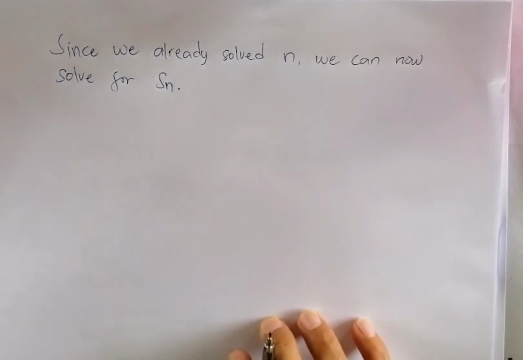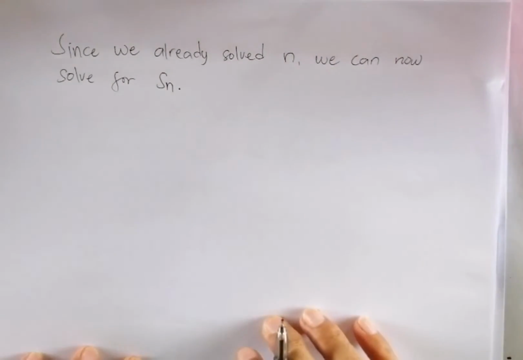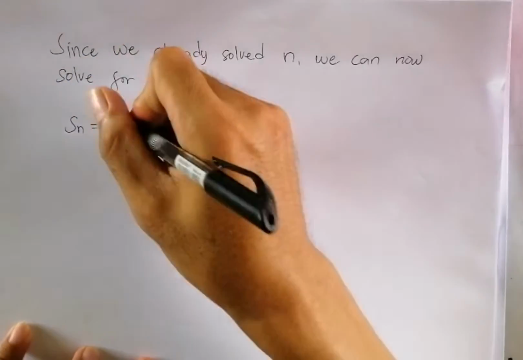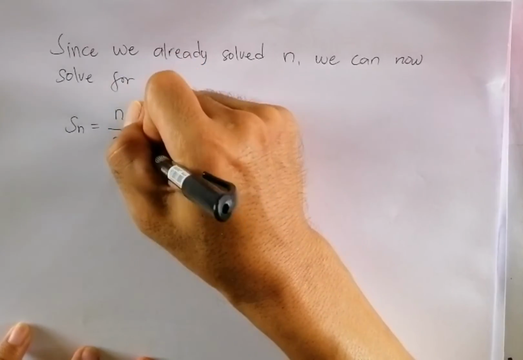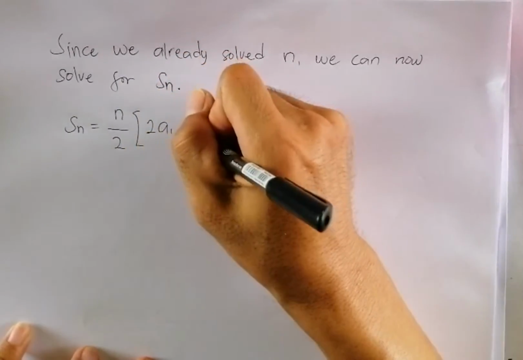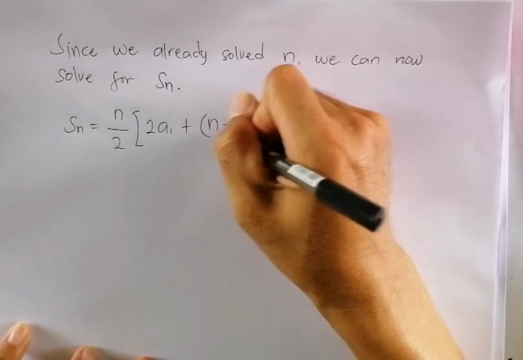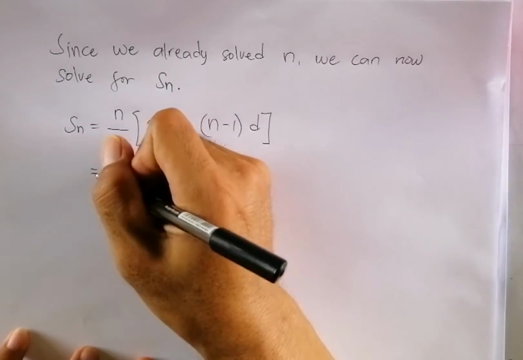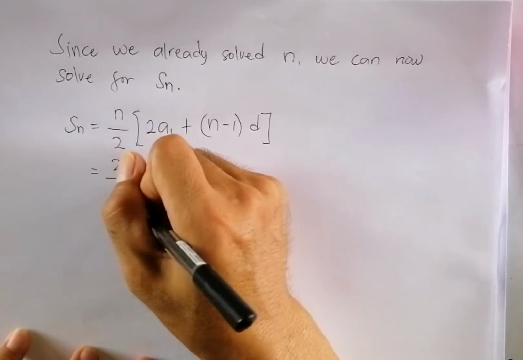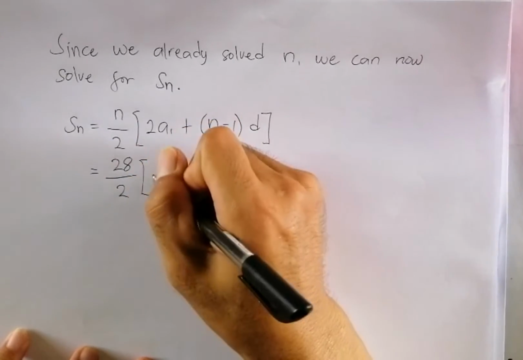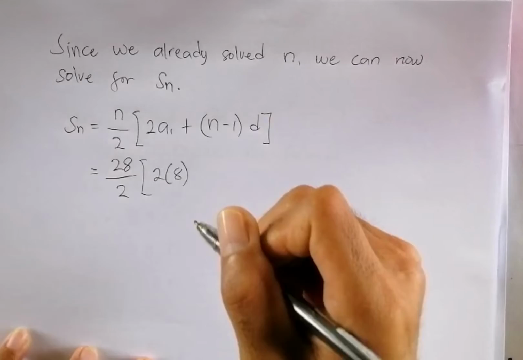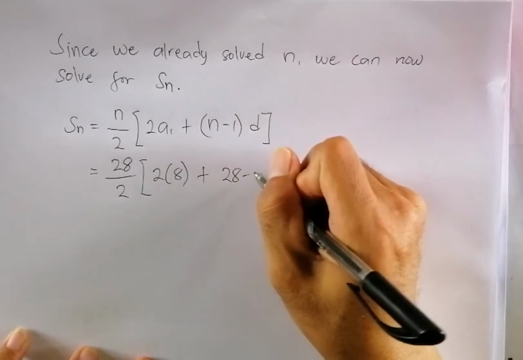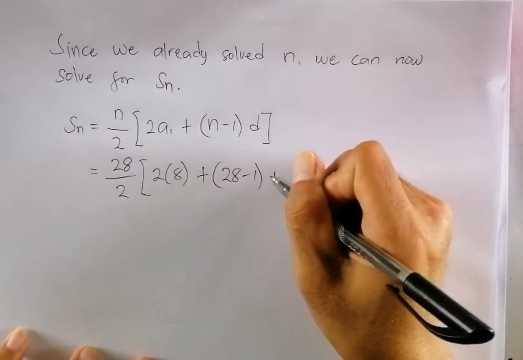Since we already solved n, we can now solve for a sub n. So a sub n is equal to n over 2 times, open bracket, 2 times the first term plus the quantity of n minus 1 times the common difference, close bracket. Then substitute the value of our n, which is 28, then the value of our first term, which is 8. You have 28 minus 1, then common difference, which is 1.